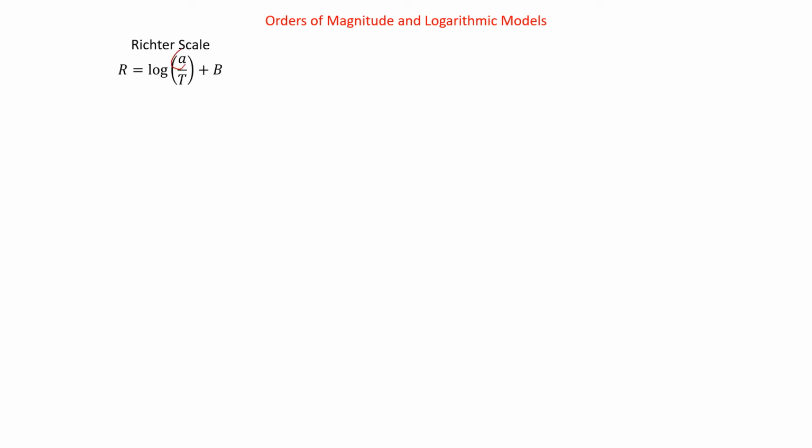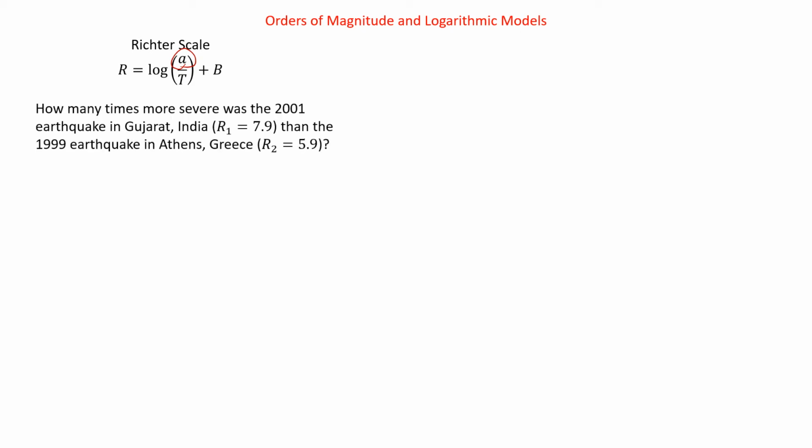The real number we look at here is going to be A. That's the one that we're going to use. We'd have to know 3 out of the 4 variables to solve for the other one. However, we can measure how many times more severe was the 2001 earthquake in Gujarat, India, which was a 7.9, than the 1999 earthquake in Athens, Greece, which was a 5.9.